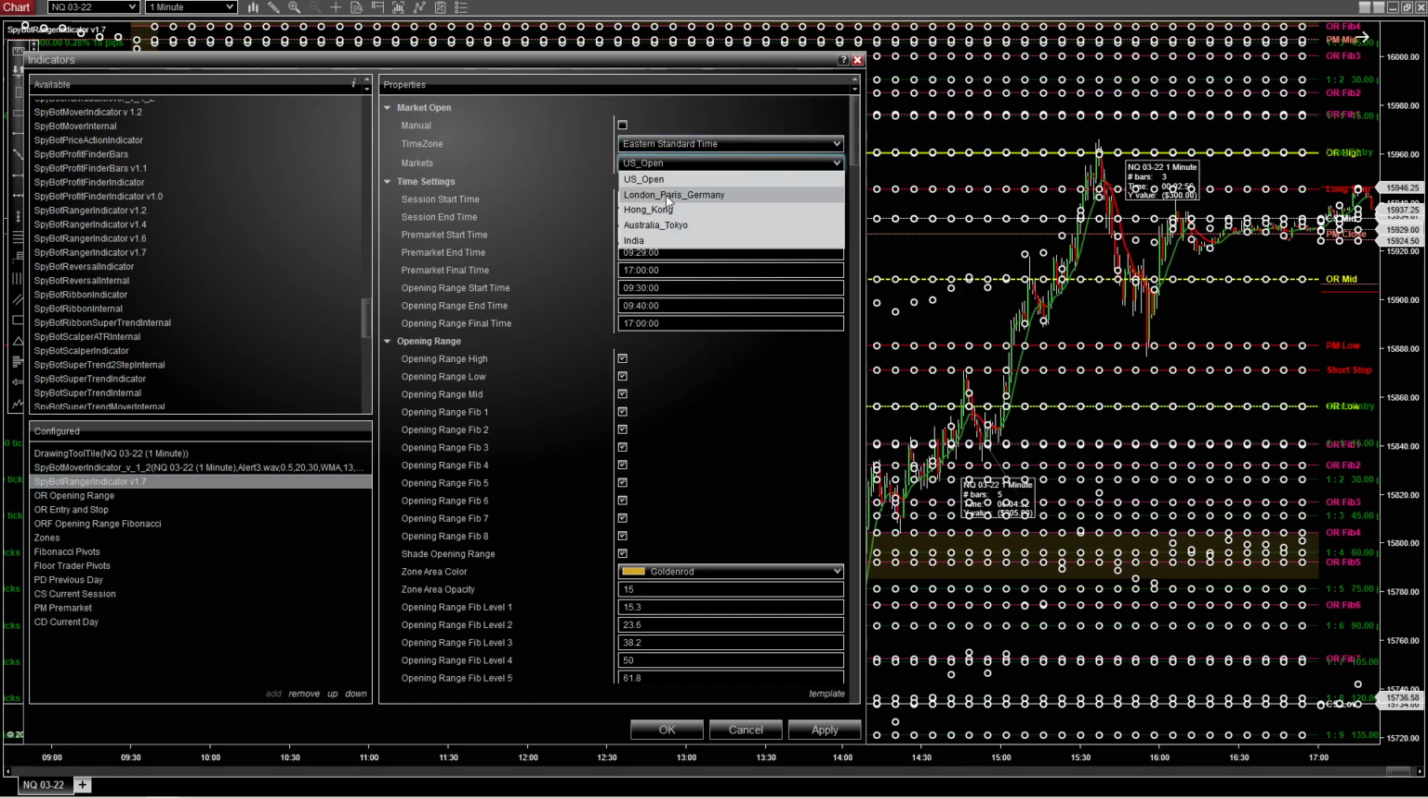The other thing is you have your different markets. Let's say you want to trade the Australian market. If you do that, it goes right there to the 8 o'clock time frame. If we go to Hong Kong, then we're looking at 9:30. So you can change these to whatever you want. Let's say you don't like my settings, you want to do your own, then you just go to manual. If you go to manual, it takes out all of this.